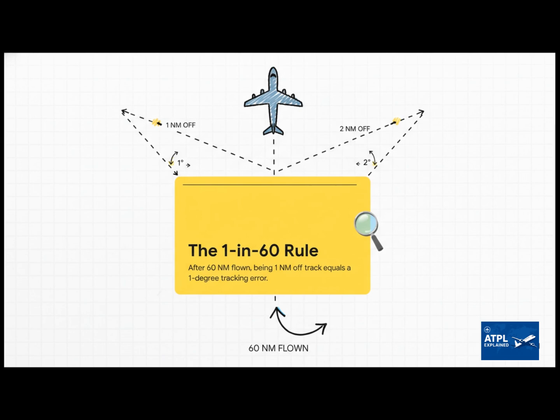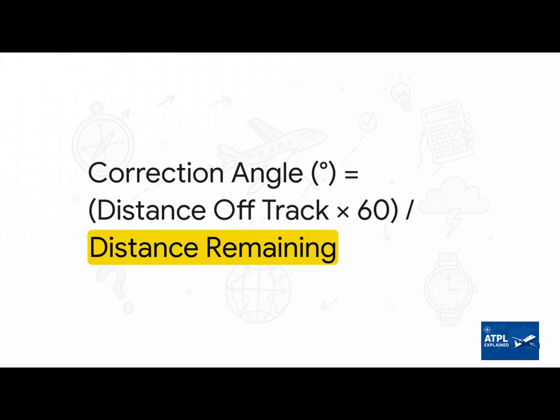It gives you a fast, reliable way to estimate your track error. If you've flown 60 miles and you're 1 mile off track, that means you have a 1-degree track error. 2 miles off after 60 miles, that's a 2-degree error. Simple as that. But just knowing your track error isn't quite enough. You need to know how much to correct to actually get back on course. The formula to find that closing angle is this. You take your distance off track, you multiply that by 60, and then you divide the whole thing by the distance you still have left to fly.